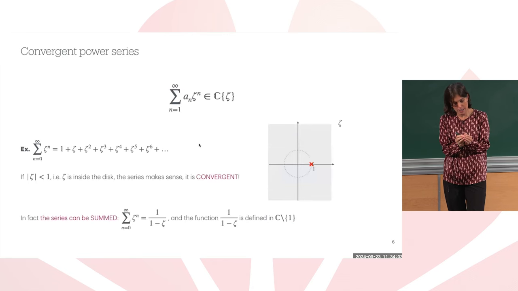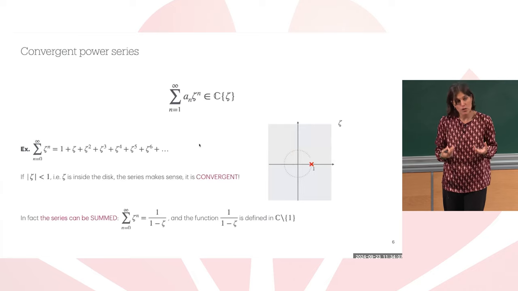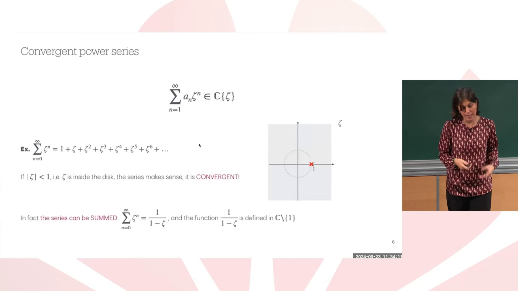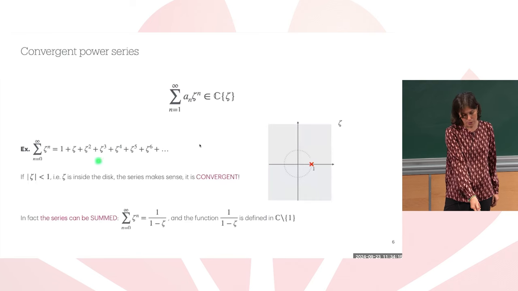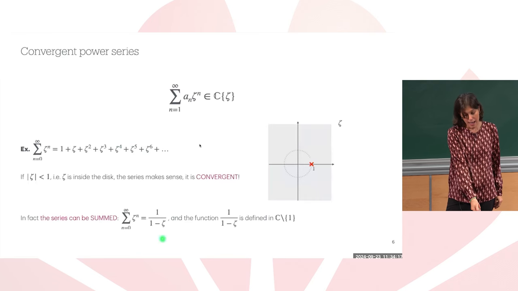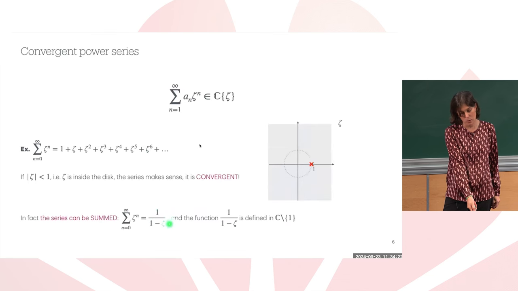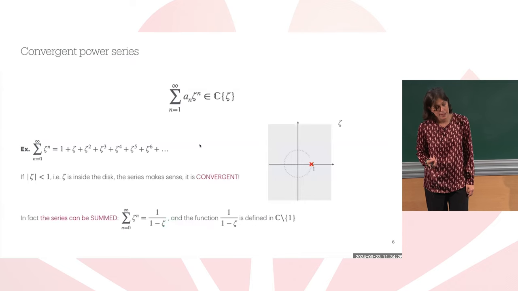When we have a convergent series, which at the beginning makes sense in the disk, we can try to ask whether there is an underlying function that resums the series. And this is in fact the case for this example. This is the so-called geometric series, and the sum is known to be just the function 1 over 1 minus zeta. But now this function is even better behaved.